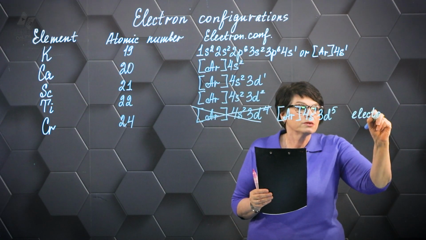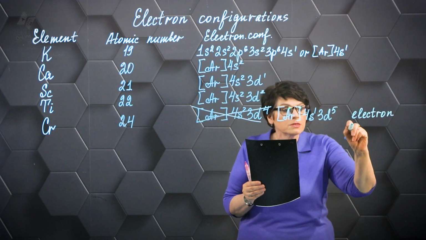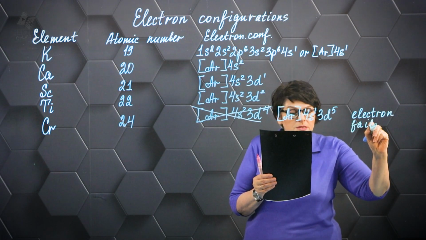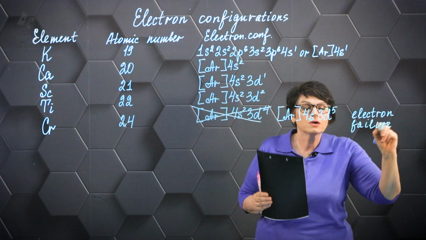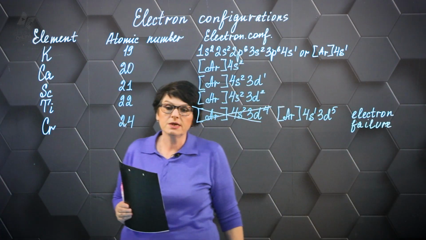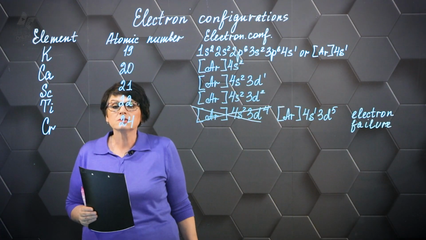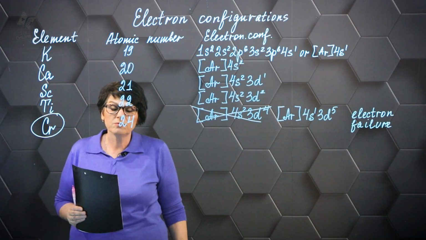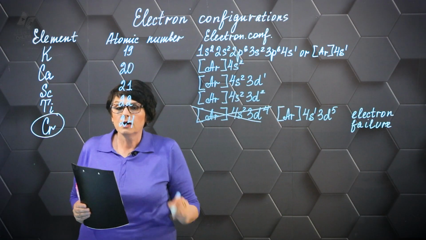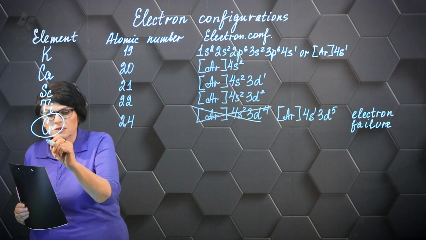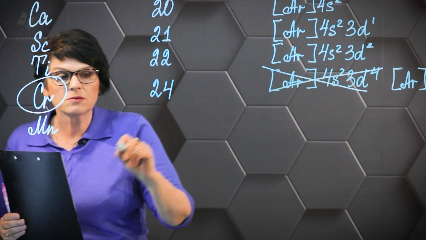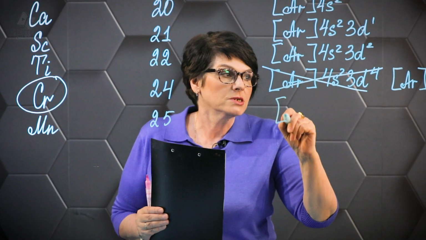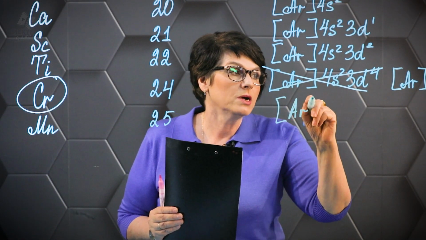Such a failure of electrons occurs for a number of elements in the periodic system. Such elements are not very many, but nevertheless you will have to remember 2 for the fourth period. That would be chromium and another element, copper. After chromium, the next one is manganese. Let's show what its number will be. Its number is 25. Its configuration will be like argon, then 4s2, 3d5.